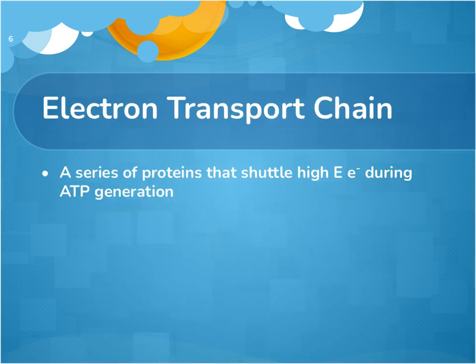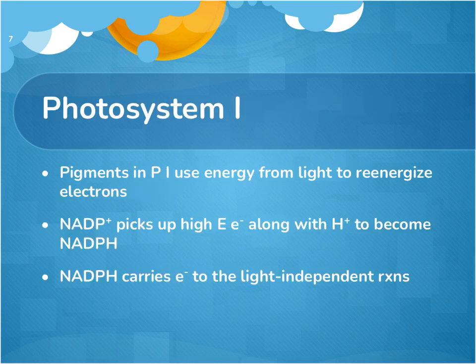Once the water has been broken apart, the electrons that were released are sent down a series of proteins called the electron transport chain, and those electrons are going to be used later during this photosynthetic process. Next, we'll talk about photosystem 1. There are also pigments such as chlorophyll in photosystem 1, and they use energy from light to re-energize electrons. So the pigments in photosystem 1 are also struck by photons, and they re-energize electrons.